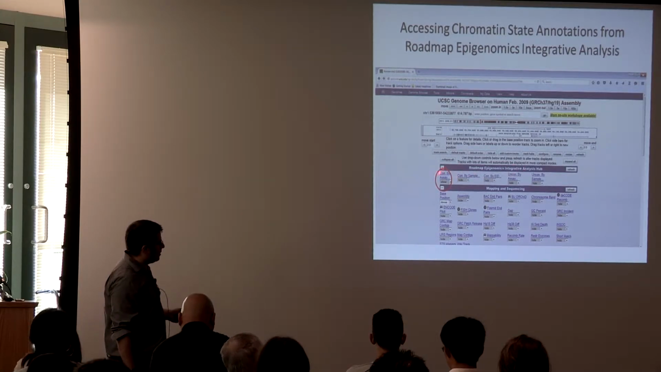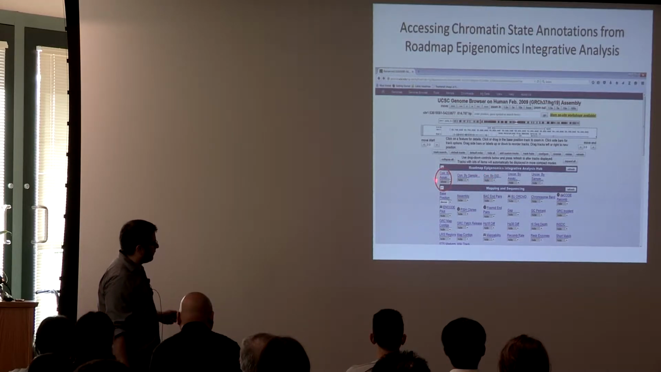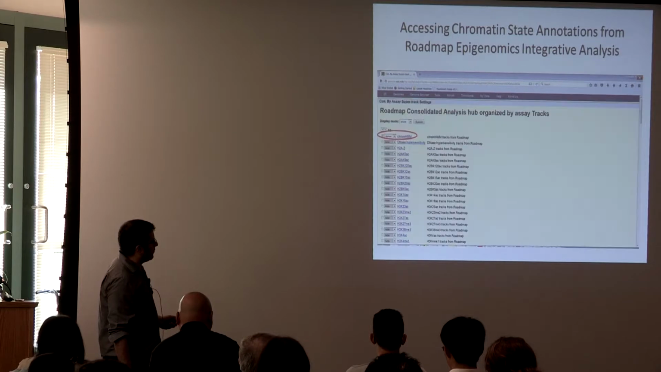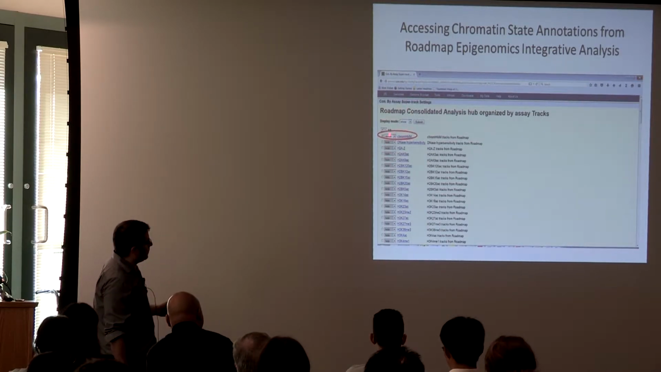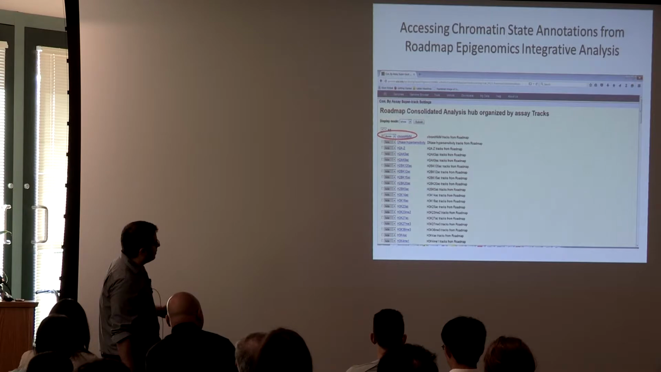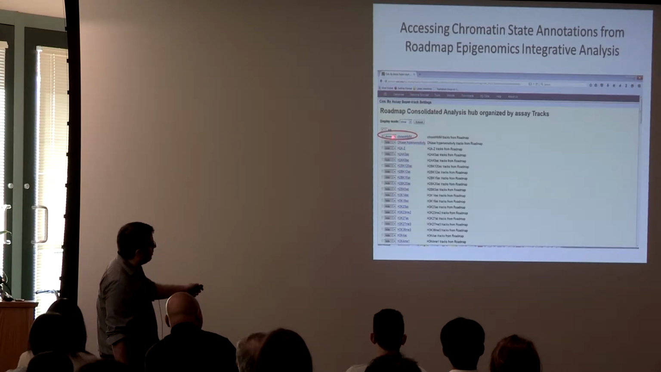And then you can either do it by assay, by the biological sample, or specific identifier. And I'm going to focus here on this by assay menu to bring up the chromatin state annotations. So the first thing that'll come up is this ChromHMM track. What you're going to want to do is change this to show, and then change this to dense.